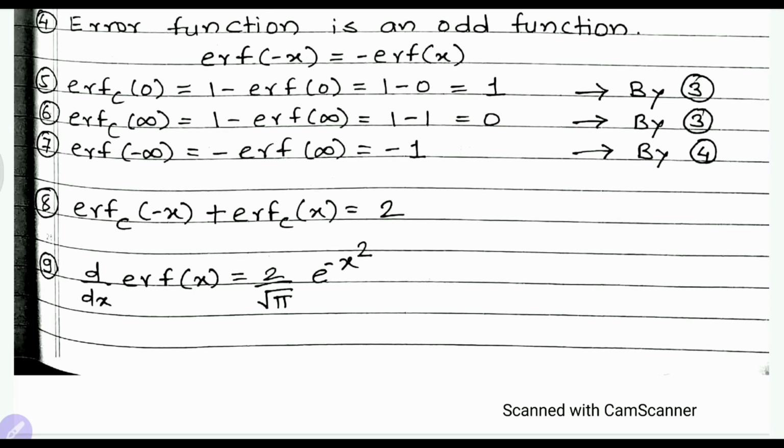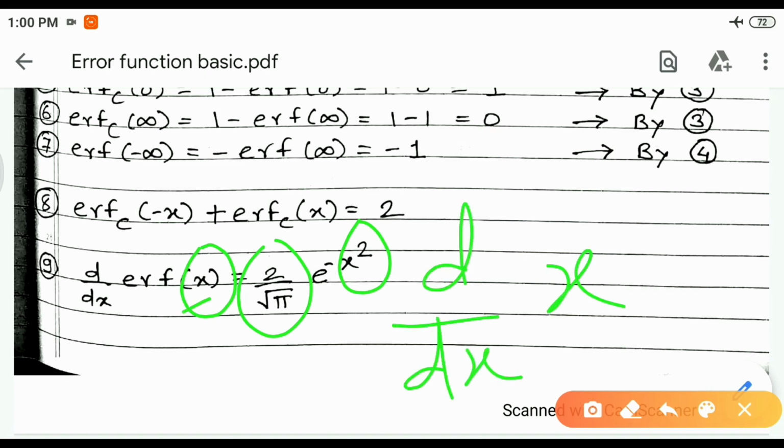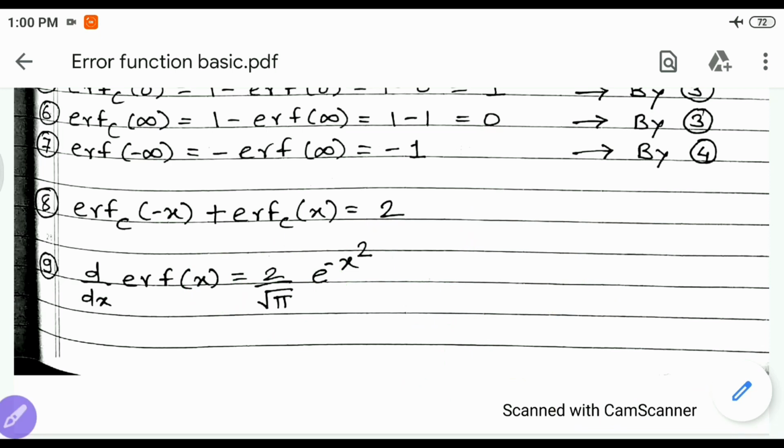So the derivative of error function of x, how to remember it? See, this 2 upon root pi is always there. What you have to do is simply e to the power, whatever number you are having over here, you have to take the square of it. So it is e to the power minus x square, and in the next term take the derivative of that x. The derivative of x is equal to 1, that's why I am not writing anything over there. So you are going to have the derivative of error function of x as 2 upon root pi e to the power minus the square of this number, into the derivative of it.